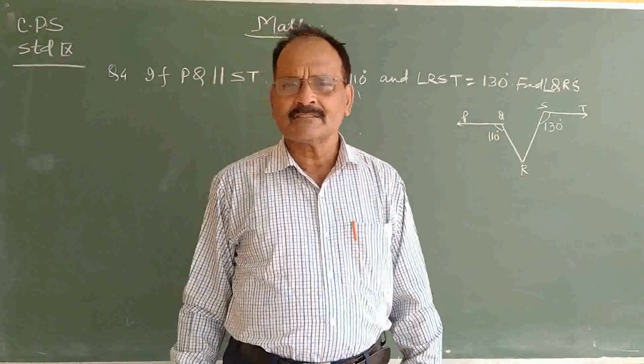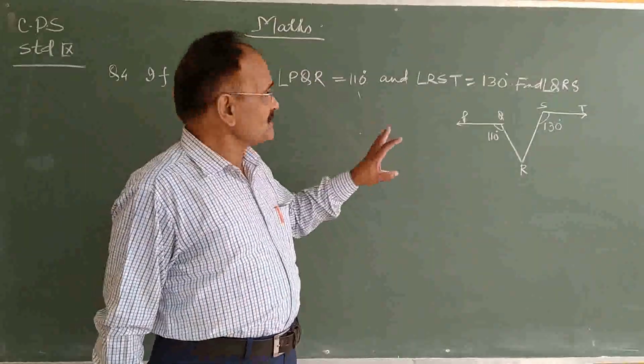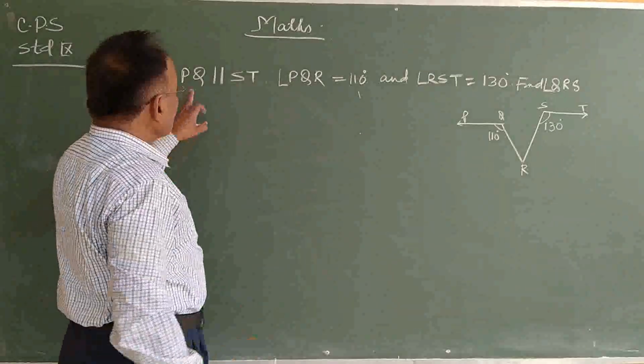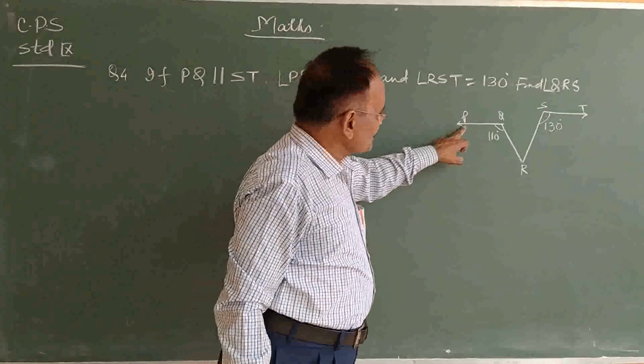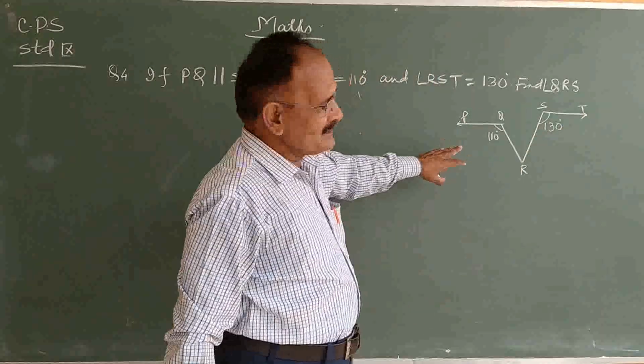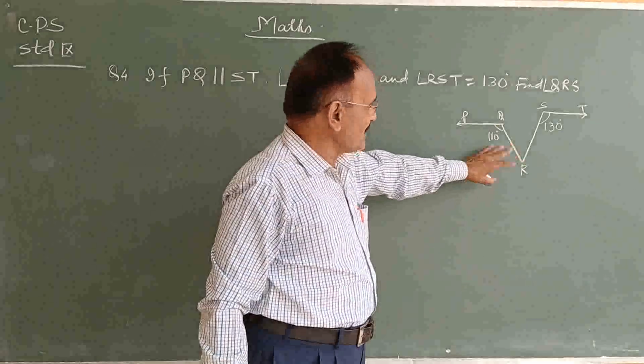Hello students, today I am going to solve this question from exercise 6.2. Question 4: PQ is parallel to ST. This is PQ and this is parallel to ST. Clear? It is visible in your figures.